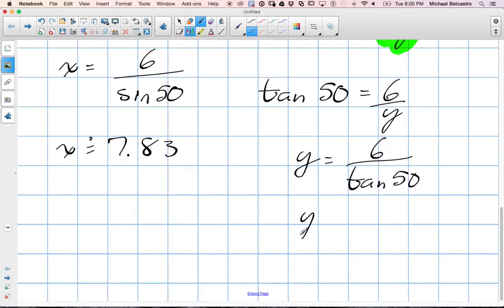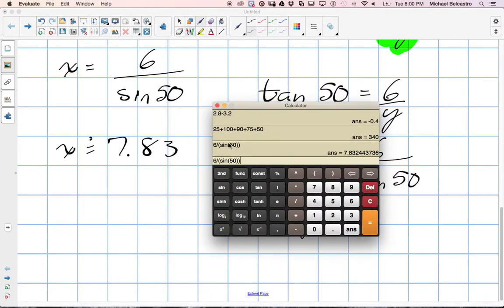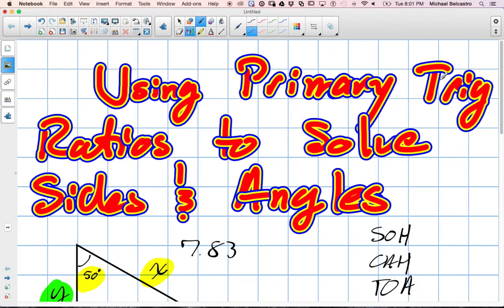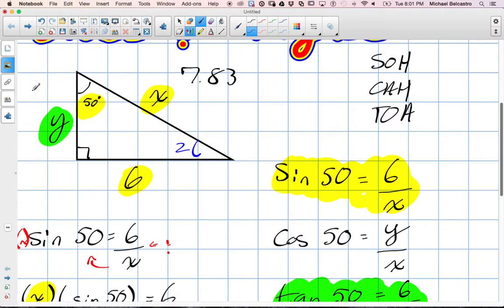6 over tan 50, which means y is equal to, and same thing, I'll put it in. I'll get my calculator out. I'm going to just change the sign to tan and 5.03. Okay, that also makes sense. It looks like that is the shortest side, right? What do we say it was? 5.03. Yeah, 5.03. Makes sense.